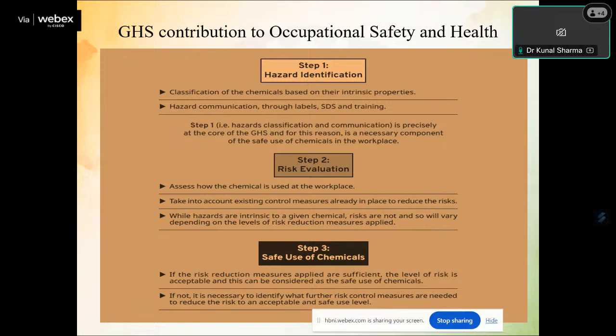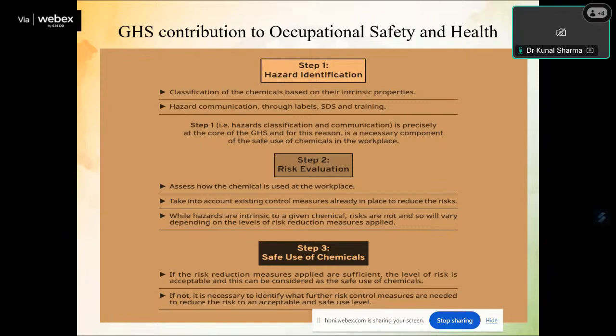So this peculiar property helps to communicate to any person throughout the world that this particular chemical will show this type of nature, and this belongs to this category. So step one, hazard classification and communication, is precisely at the core of the GHS for this reason, and is a necessary component of the safe use of chemicals at the workplace.